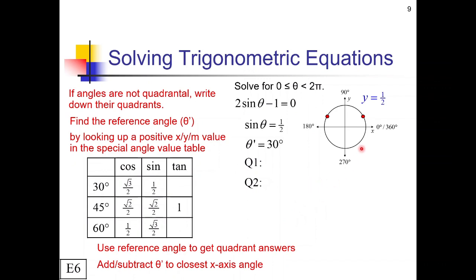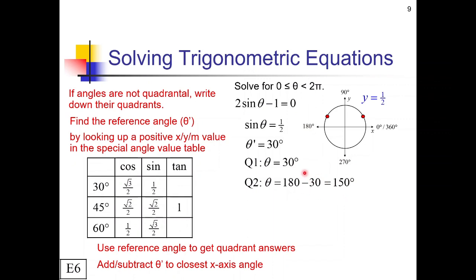All right, so for our quadrant 1 answer, the closest x-axis angle is 0 degrees. And we're just going 30 in the positive angle direction, so that brings us to 30 degrees. And in general, if you're looking for a quadrant 1 answer, your reference angle will be that quadrant answer because the reference angle is already between 0 and 90 degrees. All right, now over here in quadrant 2, we're closest to the 180 angle, and we have to go 30 degrees backwards to get into quadrant 2. So that would be 180 minus 30, which would give us 150 degrees.